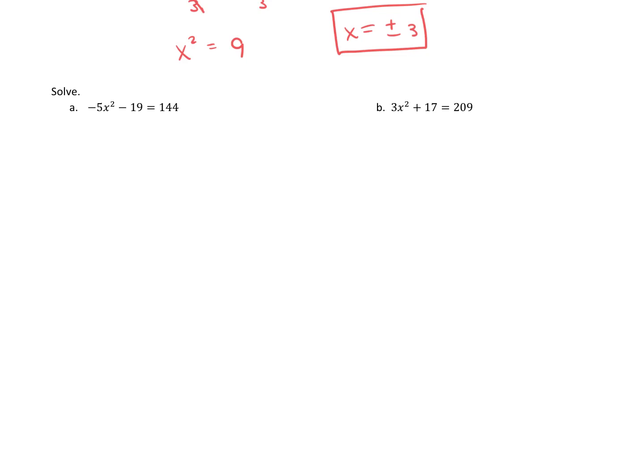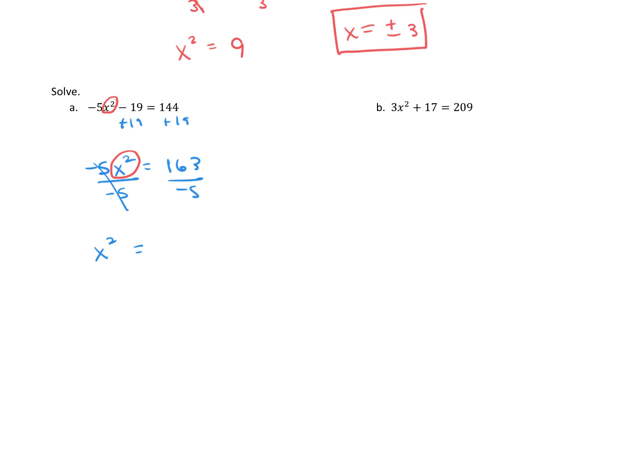All right, so let's try another one. We are isolating our radical. Here's the x squared. It's being multiplied by a negative 5, and we are subtracting a 19 from it. So undo the addition or subtraction first. So we're going to add 19. Negative 5x squared equals 144 plus 19, which is 163. Still working on getting the x squared alone. It's being multiplied by negative 5, so let's divide by negative 5. Those cancel, leaving us with x squared equals.